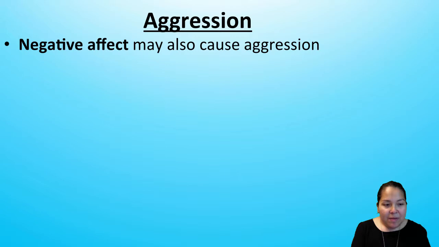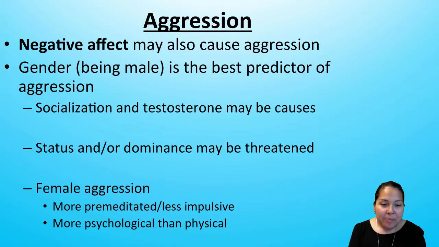Here are a couple of examples demonstrating why we see aggression. Studies show that when people or animals are put in a negative situation, they are more likely to aggress, whether or not there are goals. Also, if you're in a bad mood or experiencing negative affect, you may act out in an aggressive manner. The best predictor of aggression overall is actually gender. And you may ask yourself, why is gender the best predictor of aggression? This is a great question.